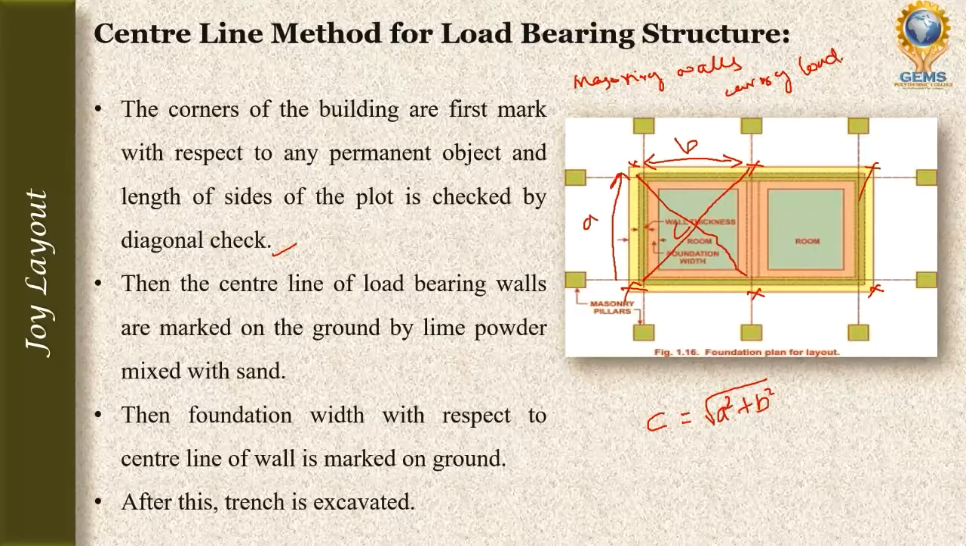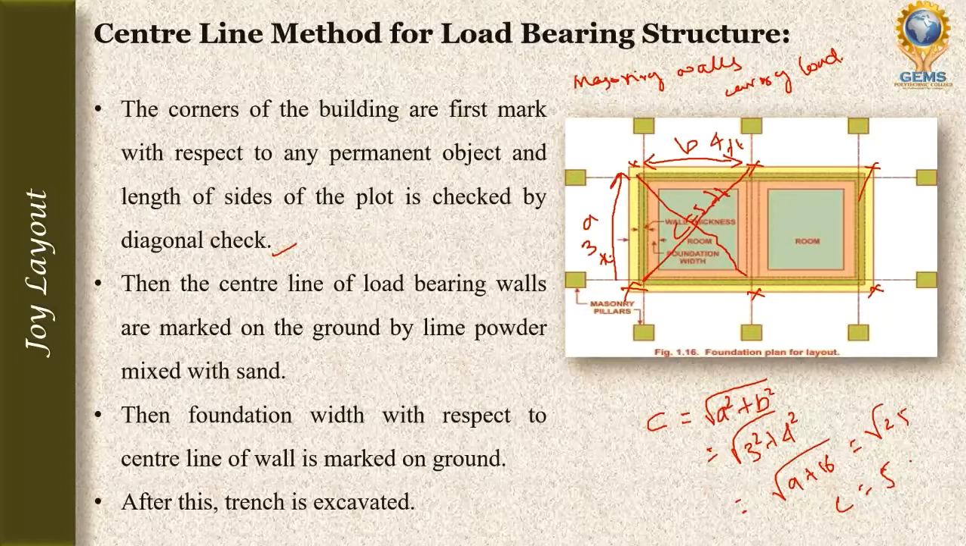Assume A is equal to 3 and B is equal to 4, in feet. Then it will be 3 square plus 4 square. How much will it be? 9 plus 16, it will give root 25, that is C is equal to 5. So once your marking is done, we have to check whether this diagonal length is 5 feet or not. If it is not 5 feet, then your marking is wrong.